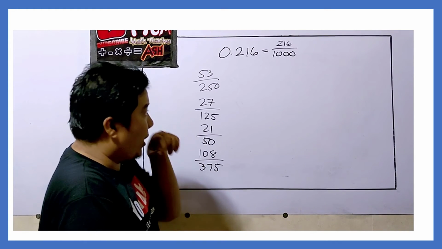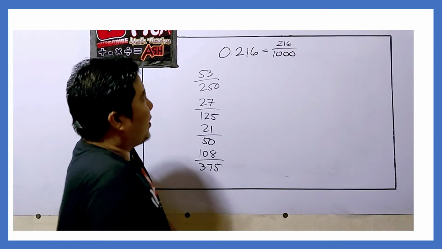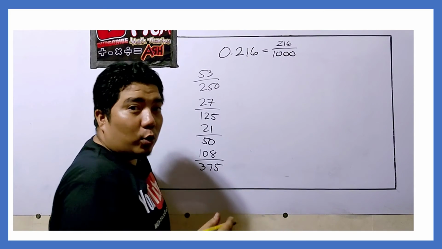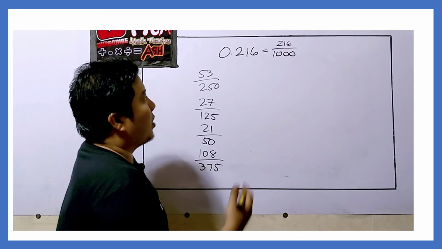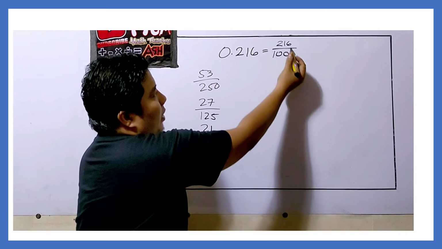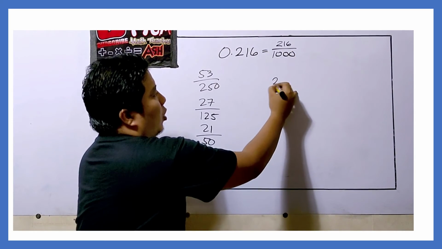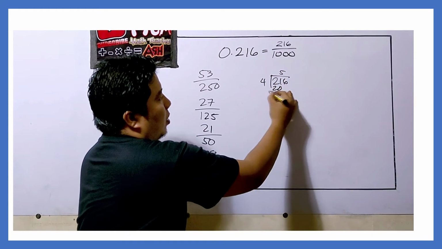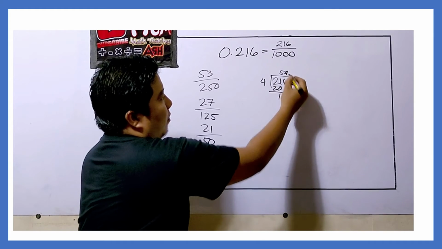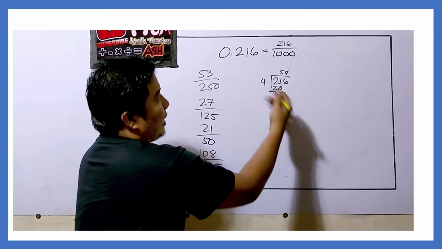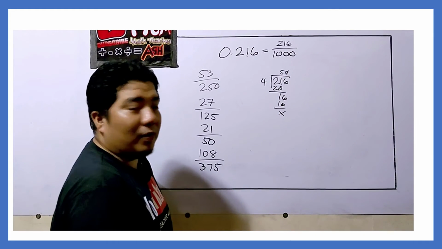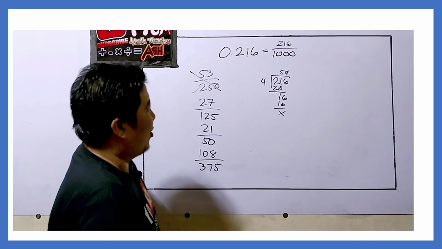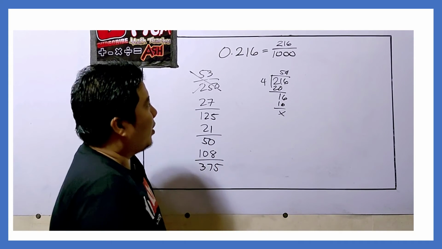Okay, now let's start with 250. What happened to 1,000? Why did it become 250? It was divided by 4. Okay, so basically, we need to divide 216 by 4. So if we divide 216 by 4, that will give us 54. 54 over 250. This is not 53 over 250. That is wrong.